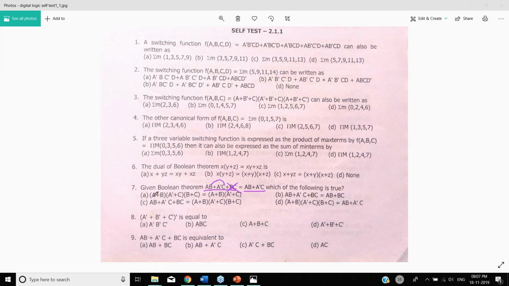Now if you see it closely, this is the dual of it. A dot B will become A plus B. A bar dot C will become A bar plus C. B dot C will become B plus C. Correspondingly its dual output will also change: A dot B will become A plus B, and A bar C will become A bar plus C. So these two are duals of one another. If you take the help of simplification also, you'll get this answer. But by duality, you can find the answer as A. This is how you can quickly observe and get the answer.